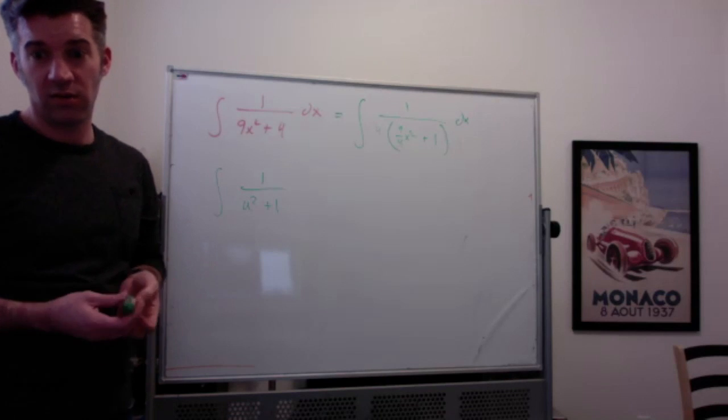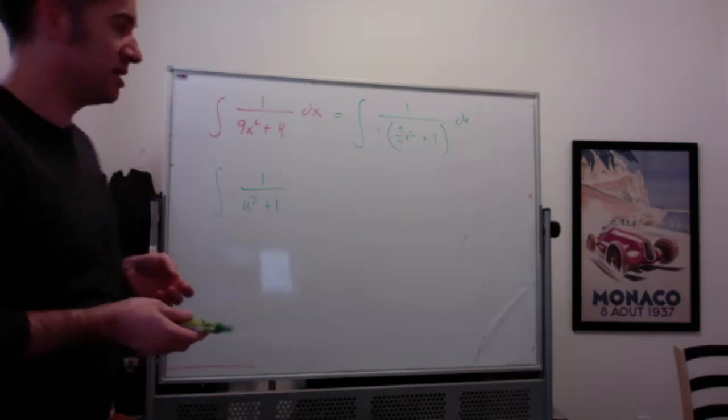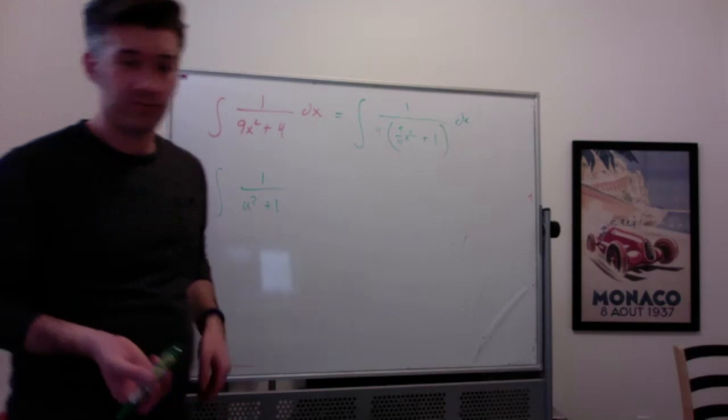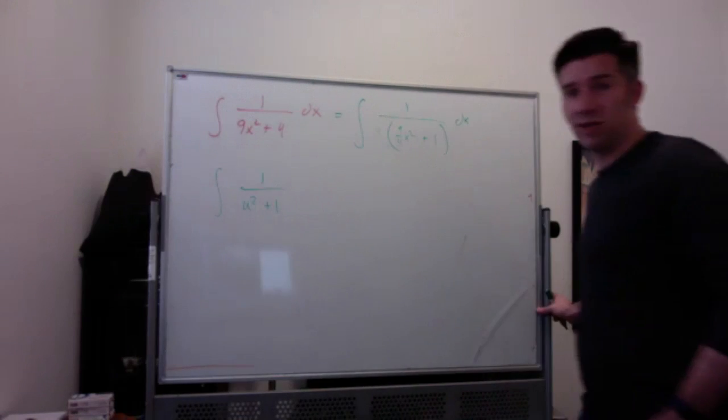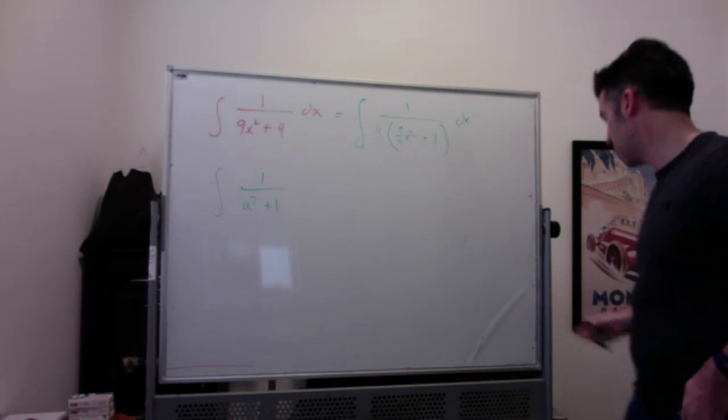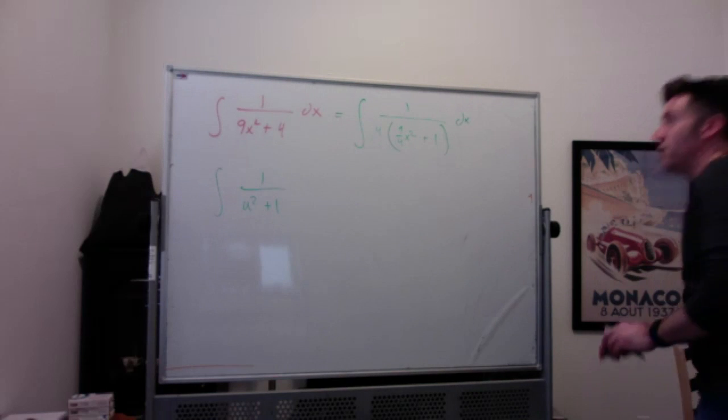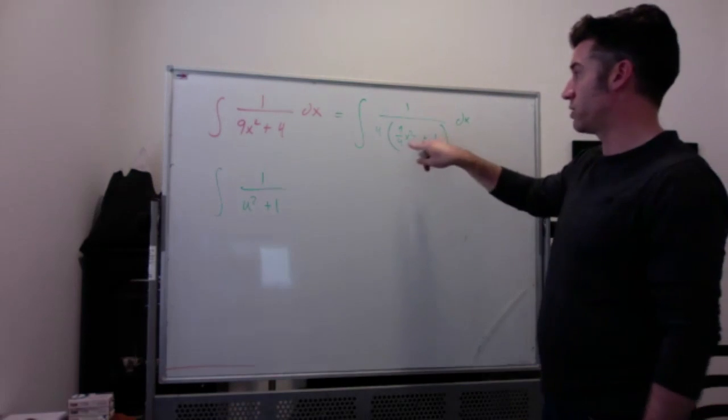And so the way you can always make sure it works is to do a u sub first. And that's what I'm trying to make happen here. So I know it has to be 1 over something squared plus 1.